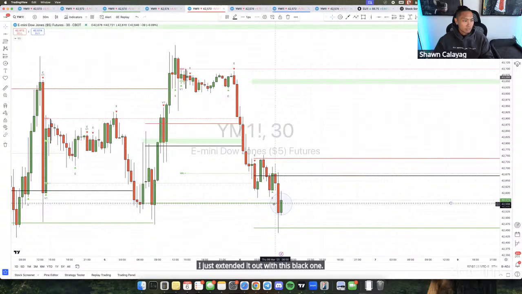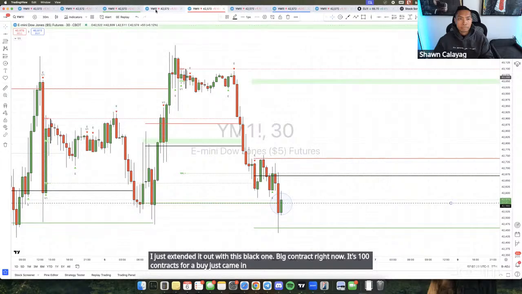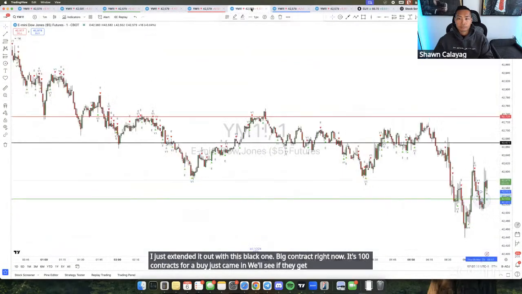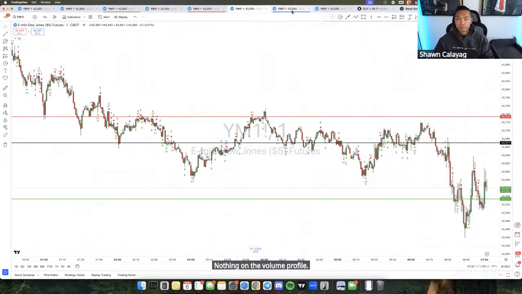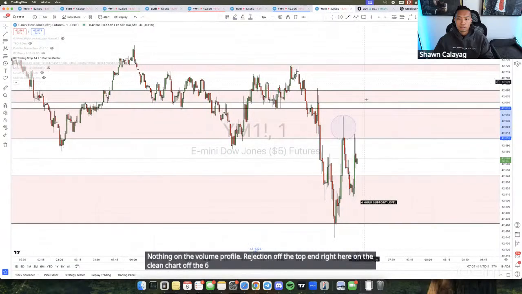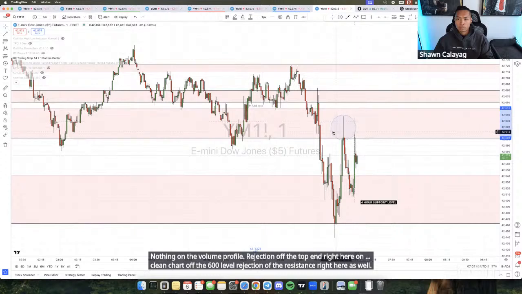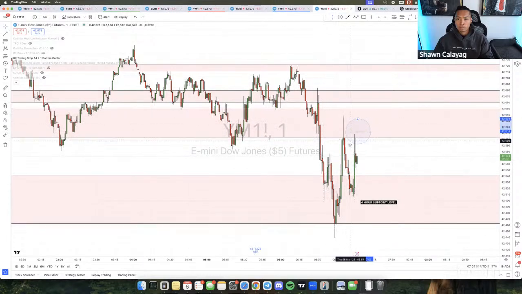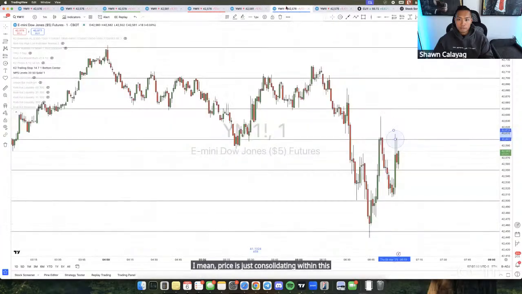Big contract right now. It's 100 contracts for a buy just came in. We'll see if they get flattened out. Nothing on the volume profile. Rejection off the top end right here on the clean chart off the 600 level. Rejection off the resistance right here as well. Price is just consolidating within this middle area where I'm looking for these confluences from the upside.